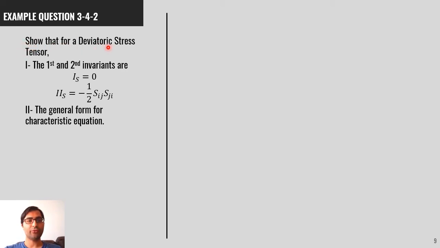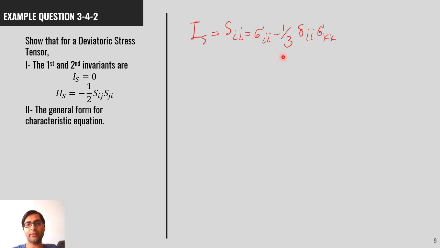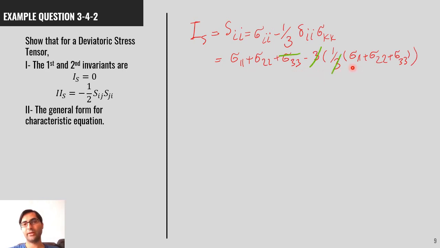Here it asks, show that for a deviatoric stress tensor, the first and second invariants are reduced to the first invariant becoming 0 and the second invariant becoming minus half of Sij Sji. And also form the general form for the characteristic equation. The first invariant is the trace, and we already know that for the deviatoric stress tensor, the diagonal elements are equal to sigma ii minus 1/3 of delta ii sigma kk. Expanding that, we get sigma 1,1 plus sigma 2,2 plus sigma 3,3 minus 3 times 1/3 of the trace again.